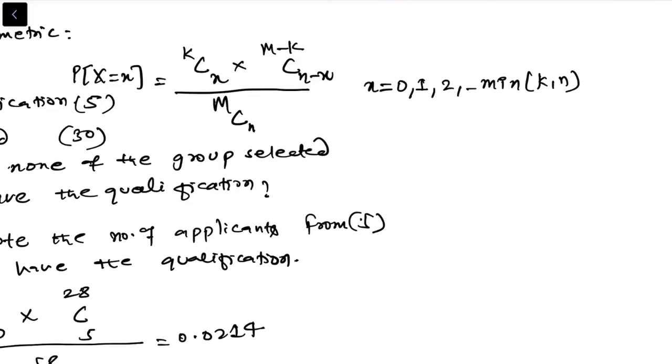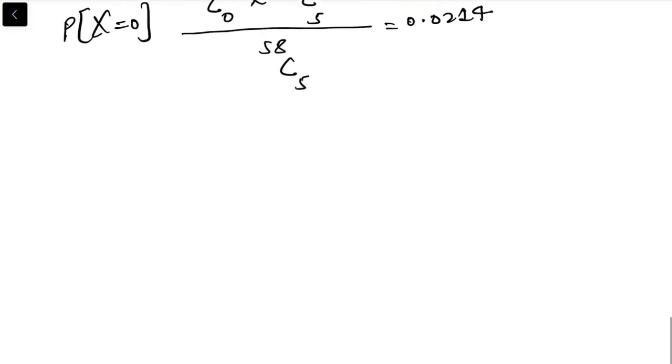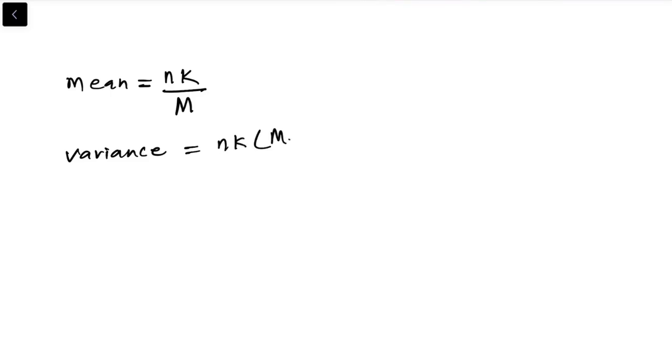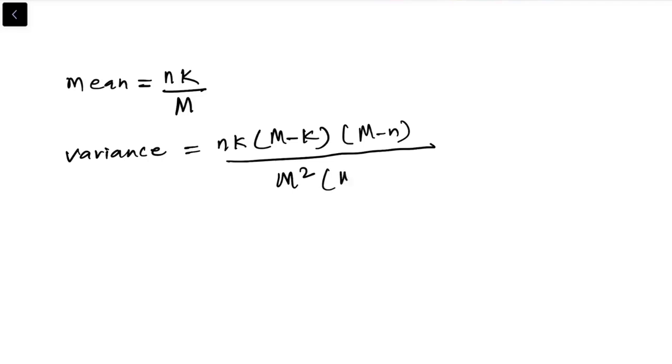Now what is the mean and variance of hypergeometric? The mean is n times k divided by m, and the variance is n k times (m minus k) times (m minus n), divided by m square times (m minus 1). This is slightly longer and we don't need to do the proof. You can simply remember this and apply it in the question.